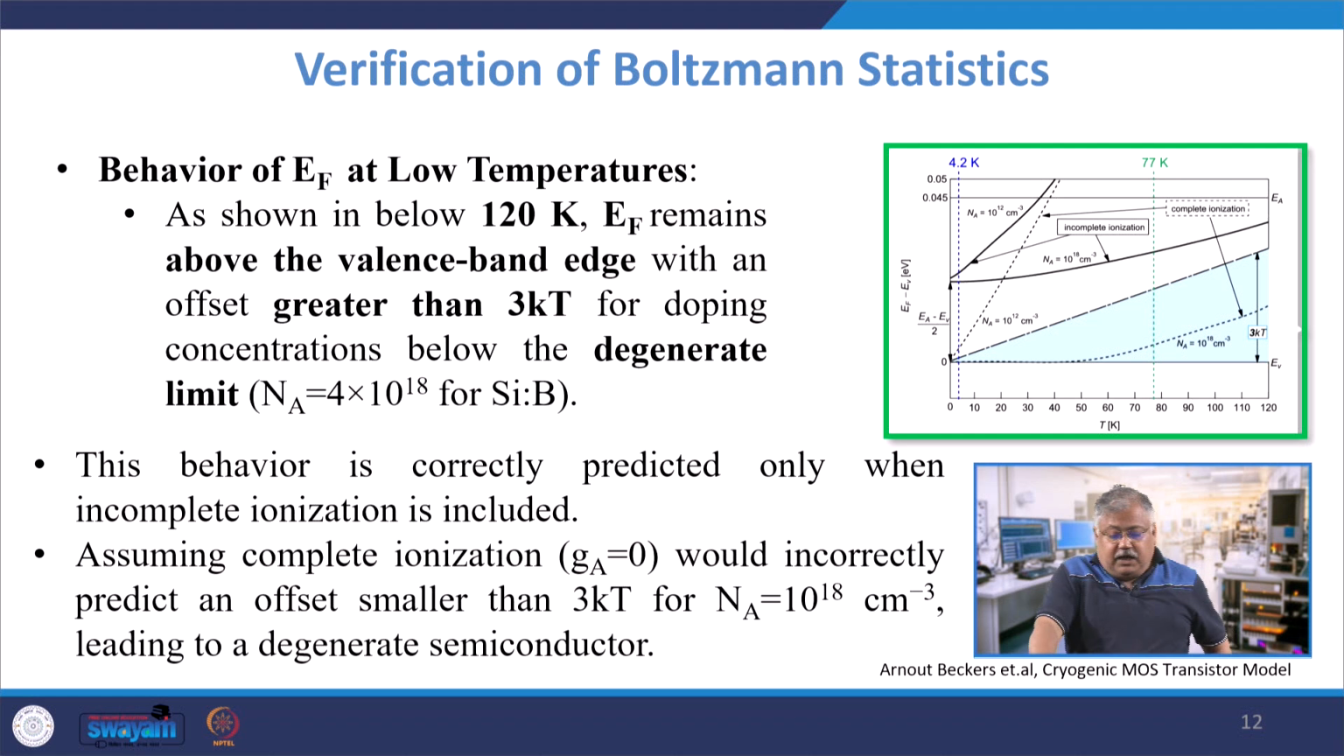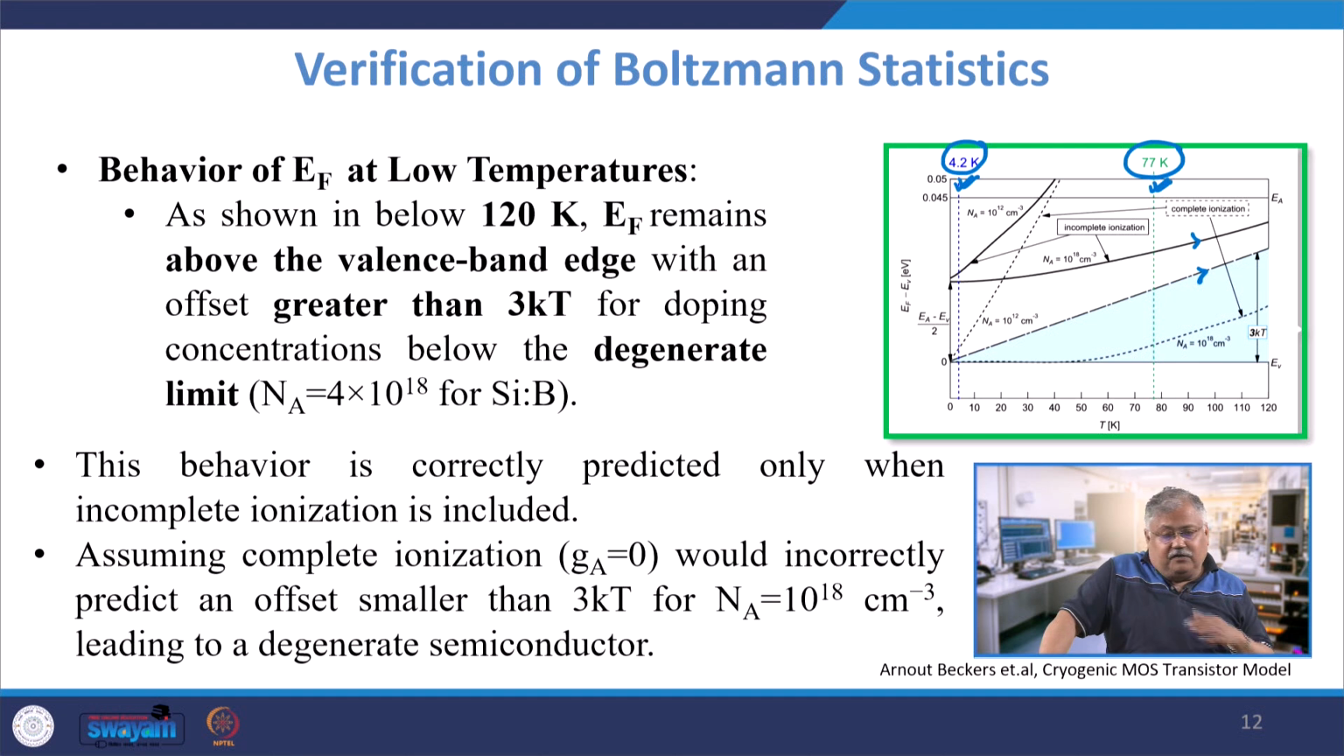Now, let us look at the behavior of the Fermi level at low temperature. When we say low temperature, we are going from 77 Kelvin to approximately 4.2 Kelvin. On the left hand side, the y axis is basically the difference between the Fermi level and the valence band, and on the x axis you have the temperature. Look at this green dotted line here and the blue dotted line at this particular point. And these arrowheads which you see are primarily the variation of the difference between EF and EV with respect to temperature.